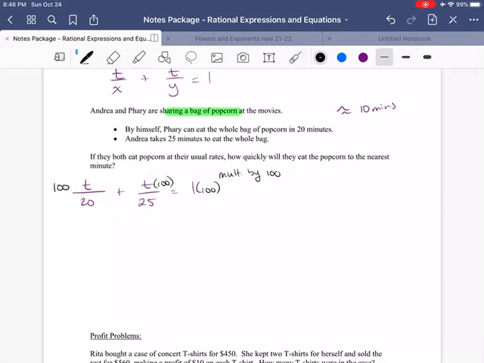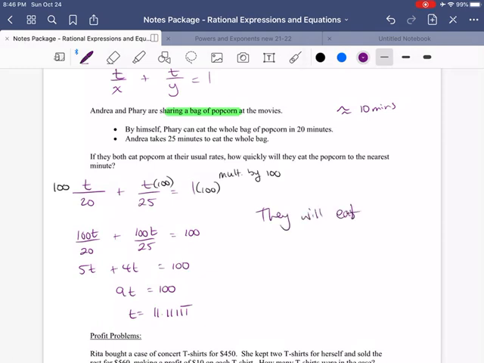So you end up with 100t over 20 plus 100t over 25 is equal to 100. If you simplify that, 5t plus 4t equals 100, 9t equals 100, and t is going to equal 11.11111 repeating. So they will eat the bag in about 11 minutes.